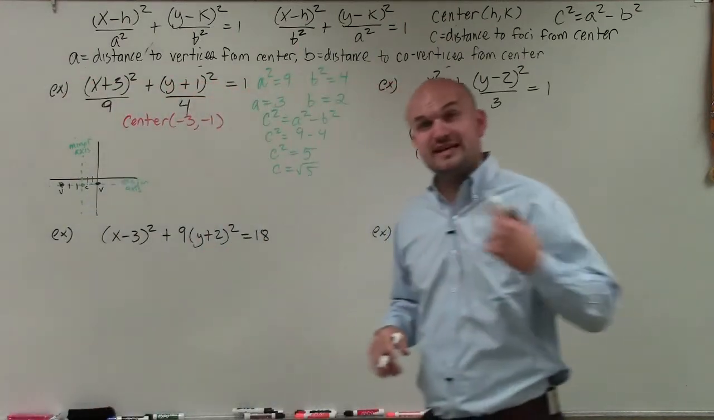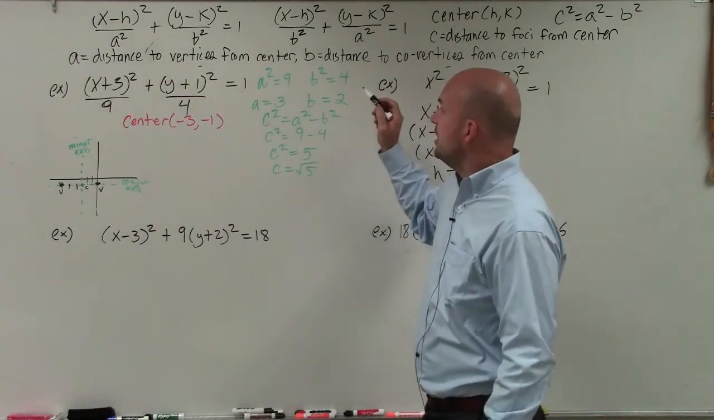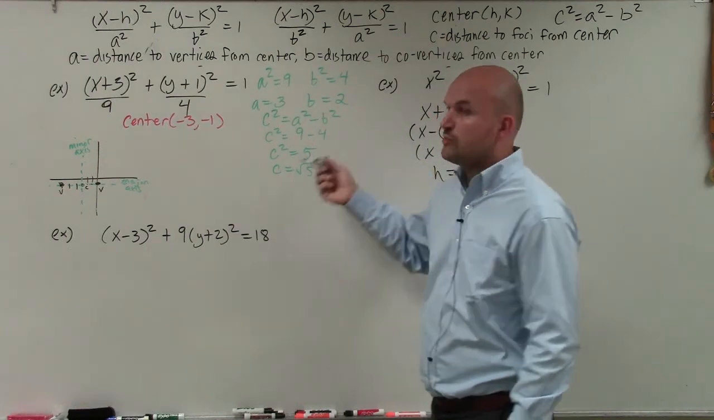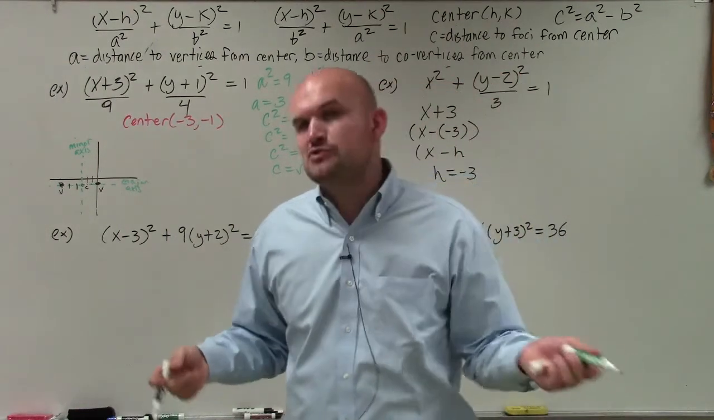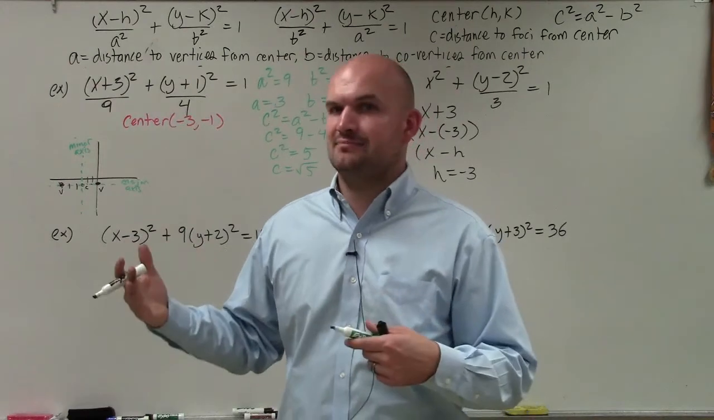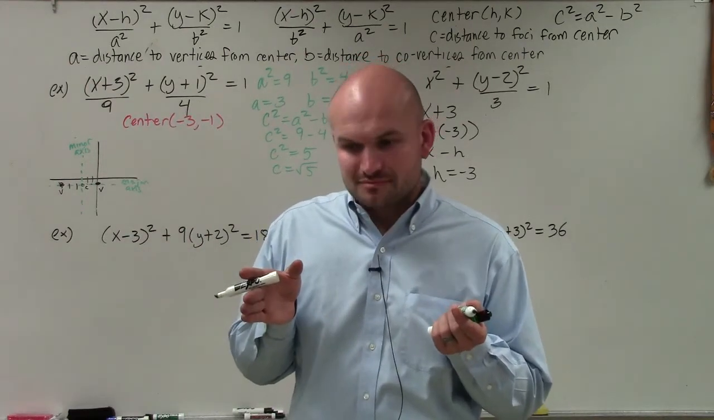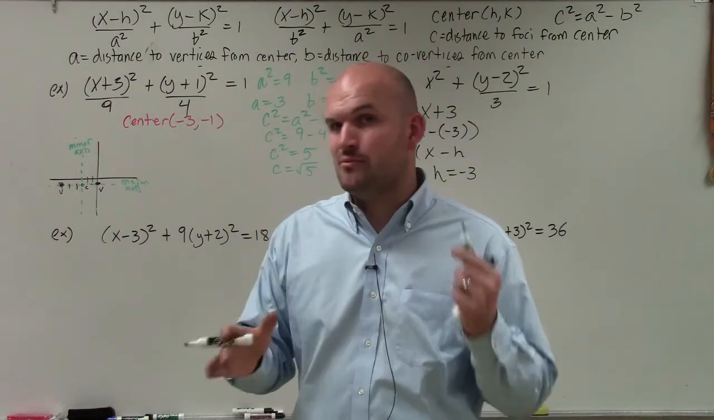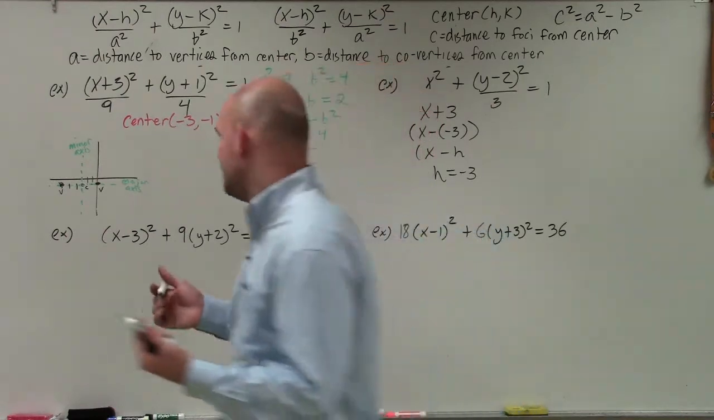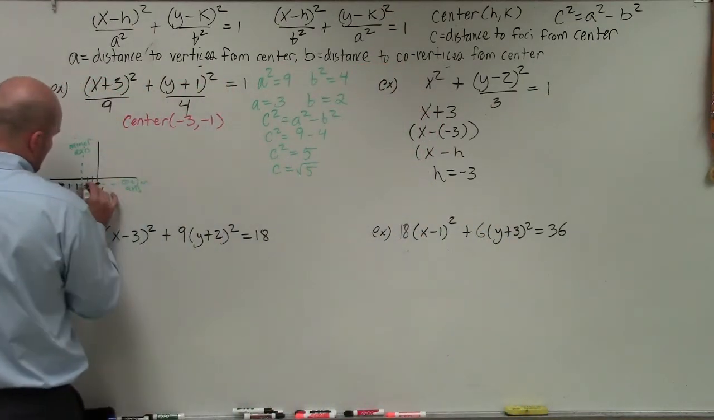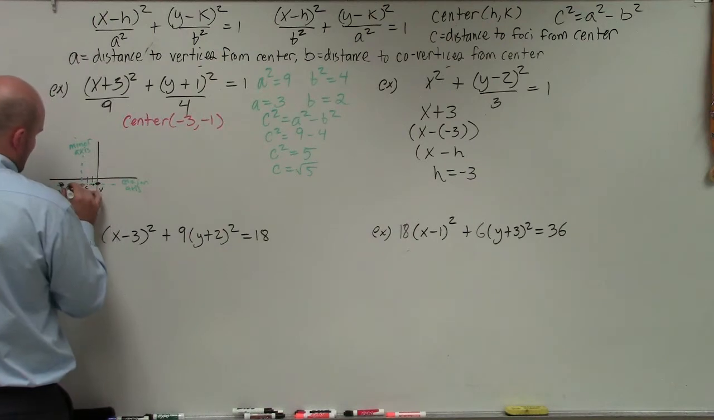Now, following that same path, I'm going to do the foci, which is the square root of 5. Now, we know that 2 squared is 4 and 3 squared is 9, so the square root of 5 is going to be somewhere between 2 and 3. So I'm just going to approximate.